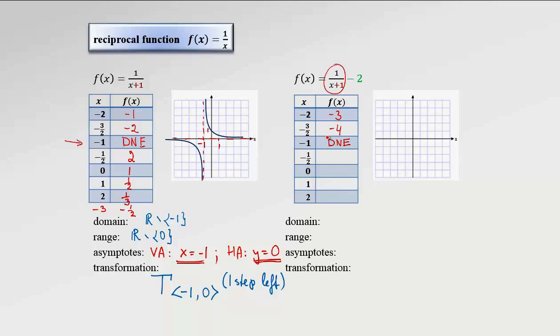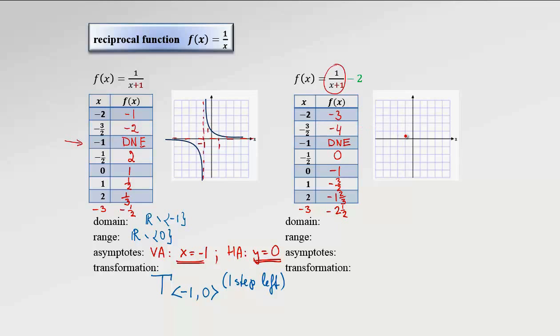Doesn't exist. At -1 half, the value was 2, and minus 2, that gives me 0. At 0, the value was 1 minus 2, so it's -1. At 1, the value was 1 half minus 2 is -3 halves. And at 2, we had 1/3 minus 2, that will be -1 and 2/3. At -3, the value was -1 half and minus 2, so it's -2 and a half.